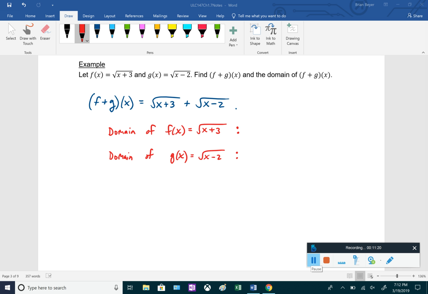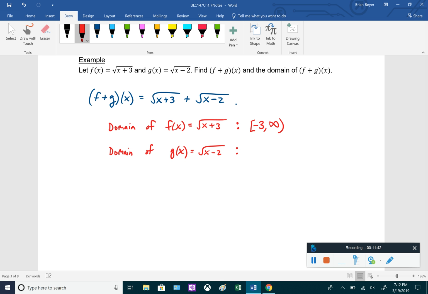So the domain of f of x here for the square root of x plus 3 has to be greater than or equal to 0. If we isolate that for x, we're going to end up getting x has to be greater than or equal to negative 3. In interval notation, that's going to be negative 3 to infinity. So I'm just basing this off of the information from that first page.